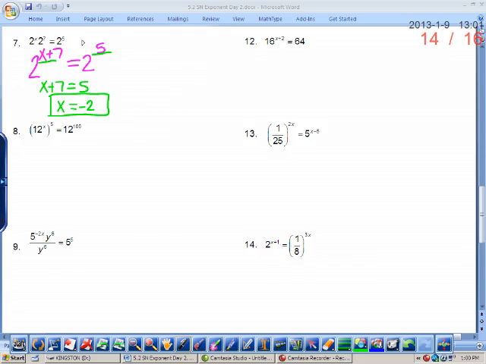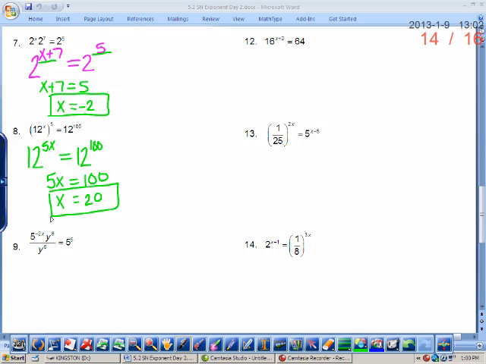All right, let's look at 8. How could I simplify this left-hand side? So 12 to the power of 5x. Good. So 12 to the 5x power equals 12 to the 100th power. So what do we do now? So we set up our little equation. 5x would have to equal 100. So x has to equal 20. Questions on that? Okay. All right, let's look at number 9.